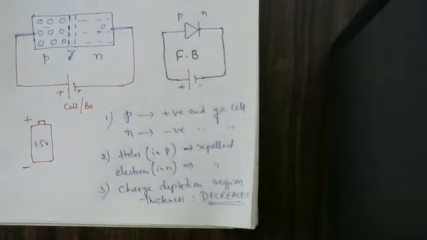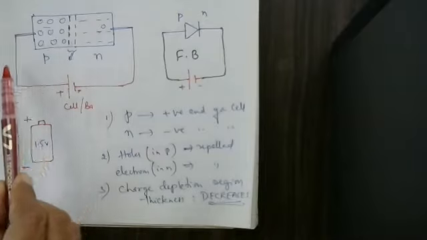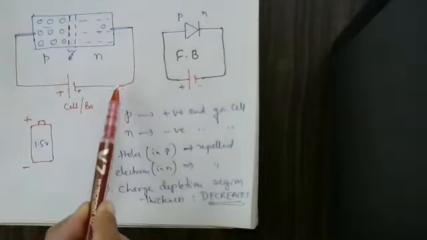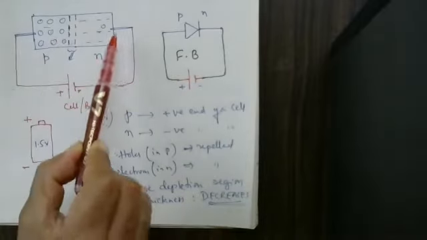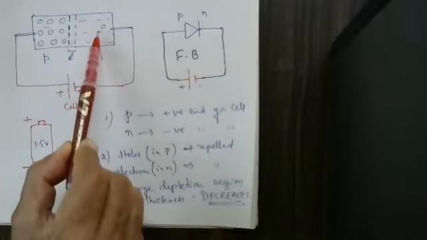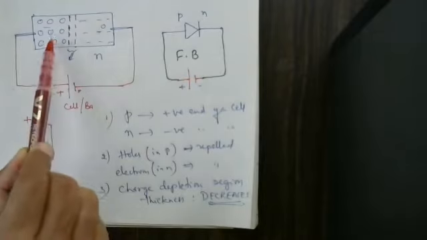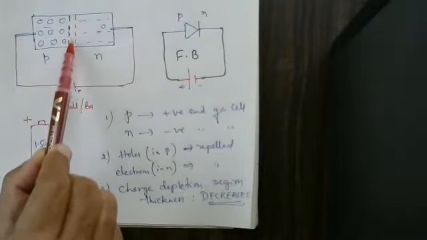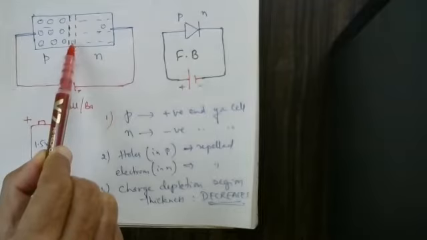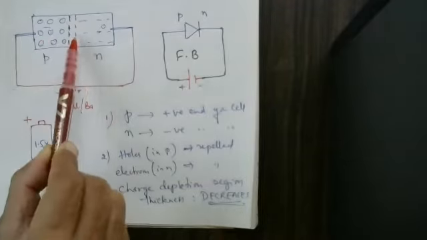This is the most important concept. Here the P variety is connected to positive, the N variety is connected to negative. Holes are drifting here, electrons are drifting here, because electrons are repelled by the negative potential and holes are repelled by the positive potential. In this charge depletion region, we have only the arsenic ions and indium ions present here now. These are all moving like this.